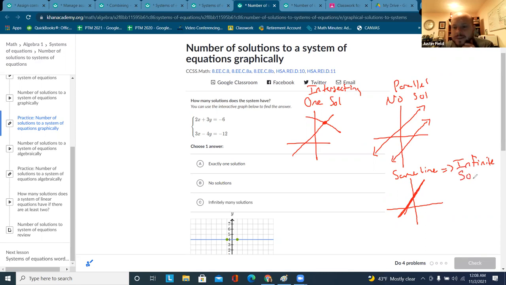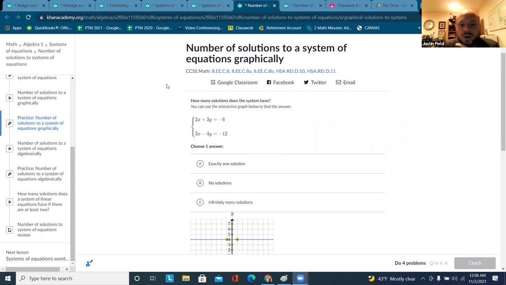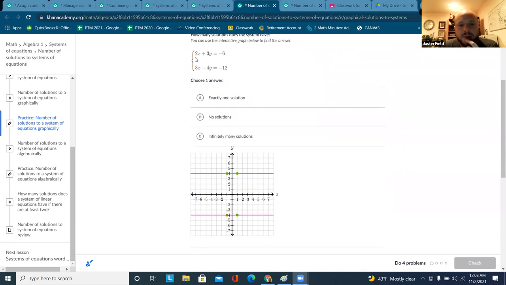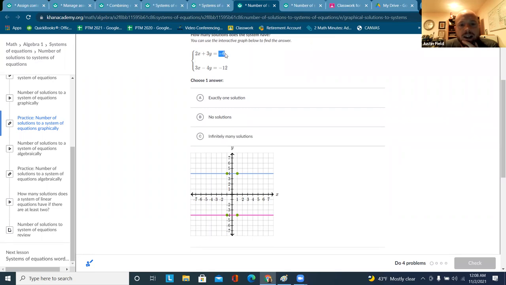All right. So let's see what we got here. We're just going to graph these, and they're either going to be intersecting, parallel, or the exact same. I'm going to graph these kind of quick. It's both in standard form. So the x-intercept of the first one, divide negative 6 by 2, and you get negative 3. All right. Divide negative 6 by 3, and you get negative 2. All right. Now this, 12 divided by 3 is 4. And negative 12 divided by negative 4 is positive 3.